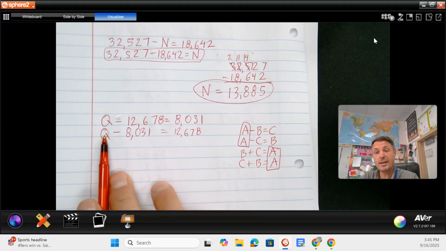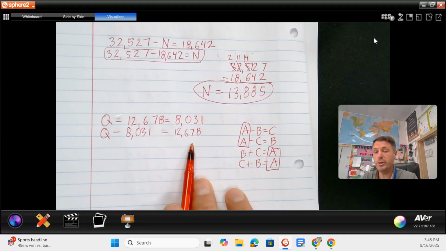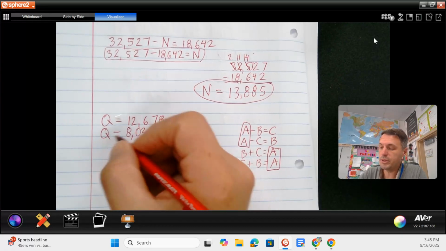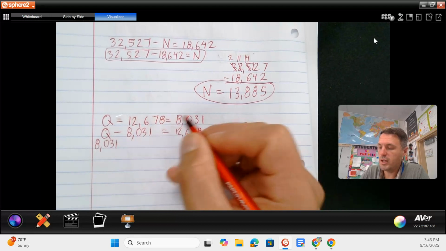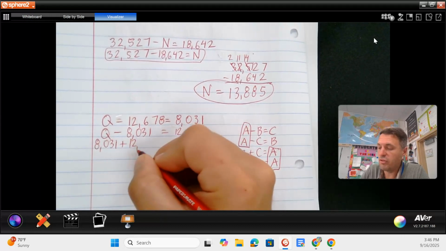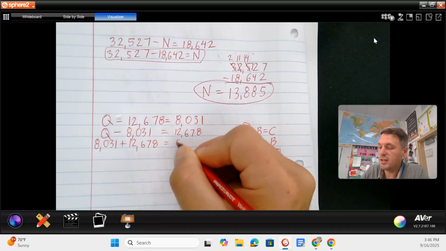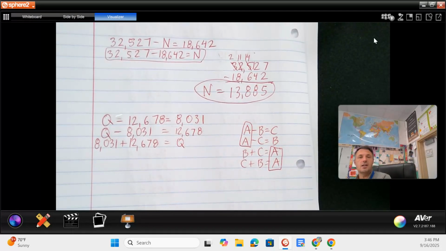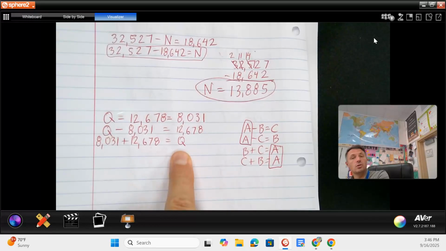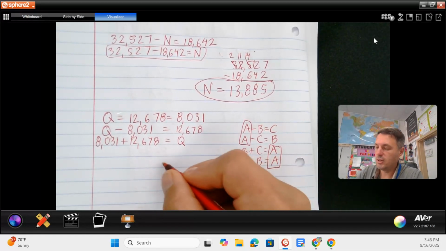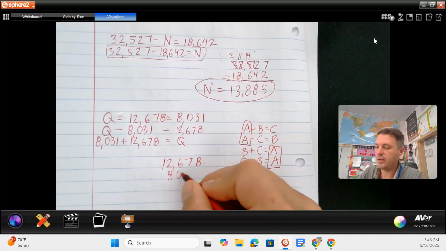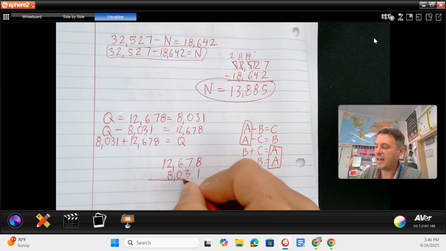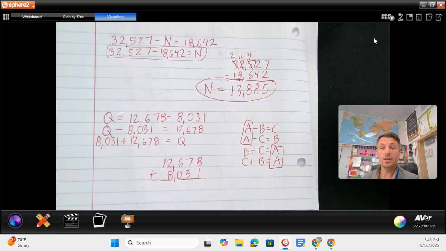But now, whatever that minuend is in the subtraction problem, it goes all the way to the right for both addition problems. So we only need to write one of the two addition problems. If that's true, it also has to be true that 8,031 plus 12,678 equals Q. And there's no need to write the other addition problem because we already have the Q on the right side of the equal sign. So it's 12,678 plus 8,031. We add those two numbers together and we have the unknown.